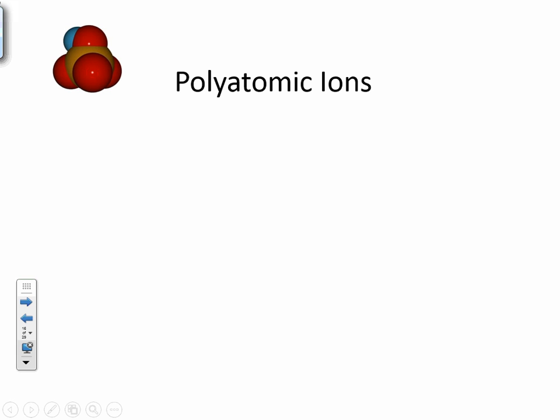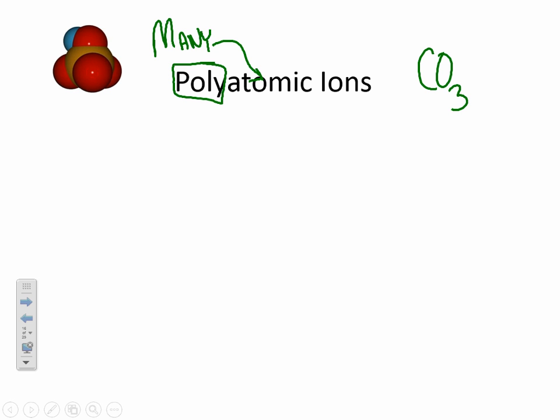So also, we have this thing called polyatomic ions. What does the word poly mean? Anyone know? Poly means many. So let's say this again. We have many atoms forming an ion. What's an ion? It's a charged particle. So a polyatomic ion is many atoms combining together to form an ion. For example, CO3 has a charge of -2. See how we have many atoms put together?